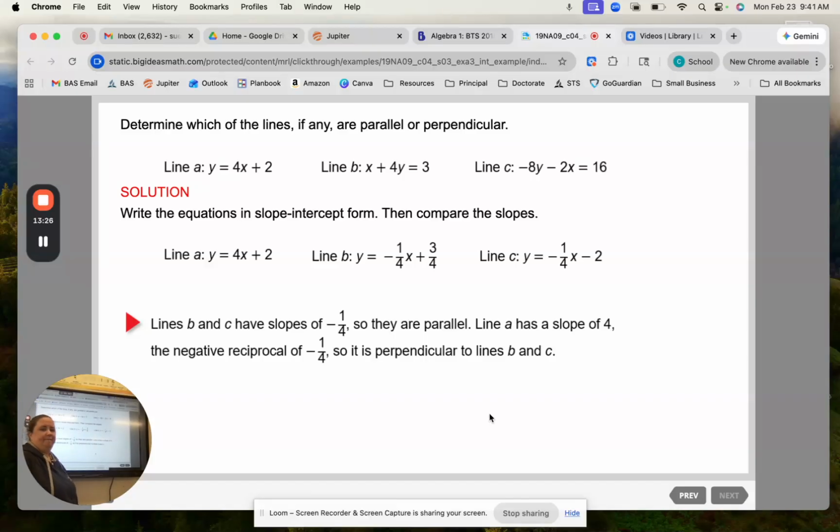Any questions on that one? So A is perpendicular to B and C.